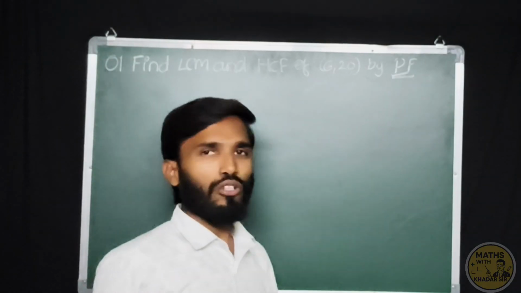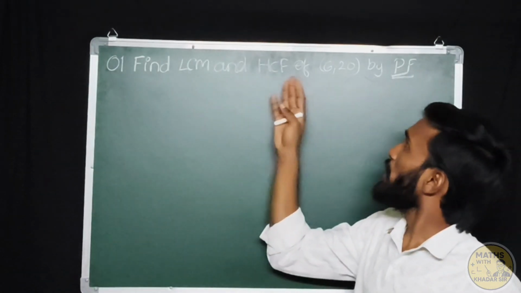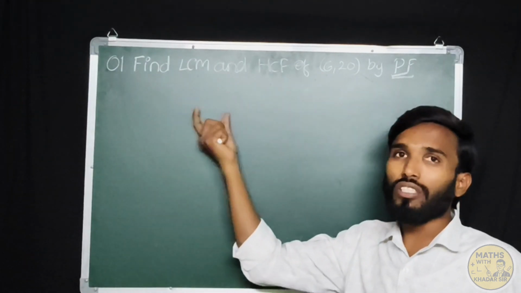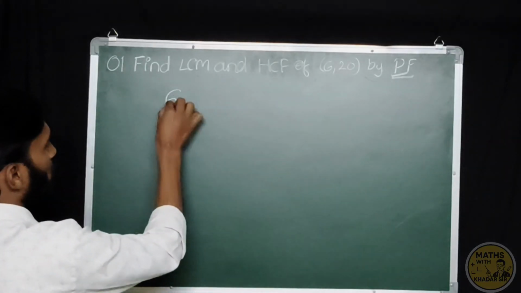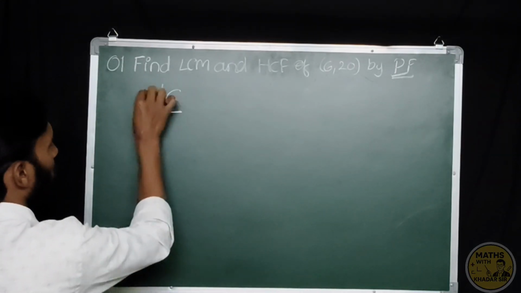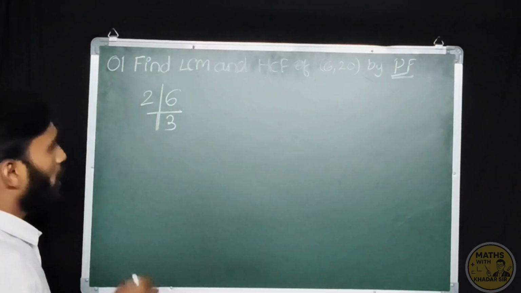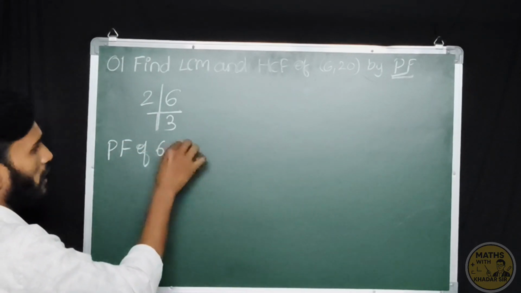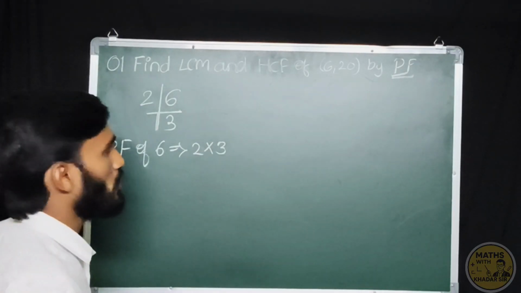Now in LCM also we have different types. That means finding the factors of 6 at a time and 20 at a time, and finding both at a time. Now see here, 6 by using the ladder method, 2 times 3, 3 times. Here the prime factorization of 6 is nothing but 2 into 3, which is the same as the previous one.